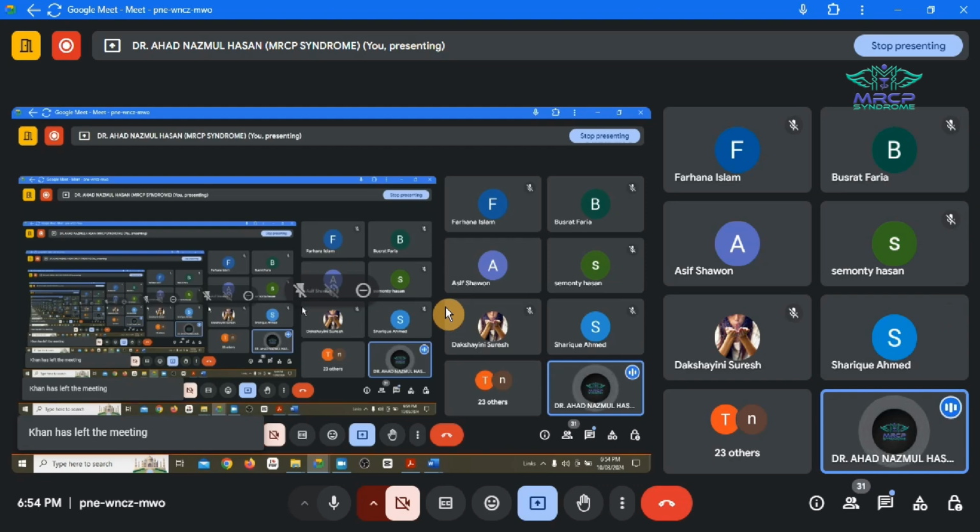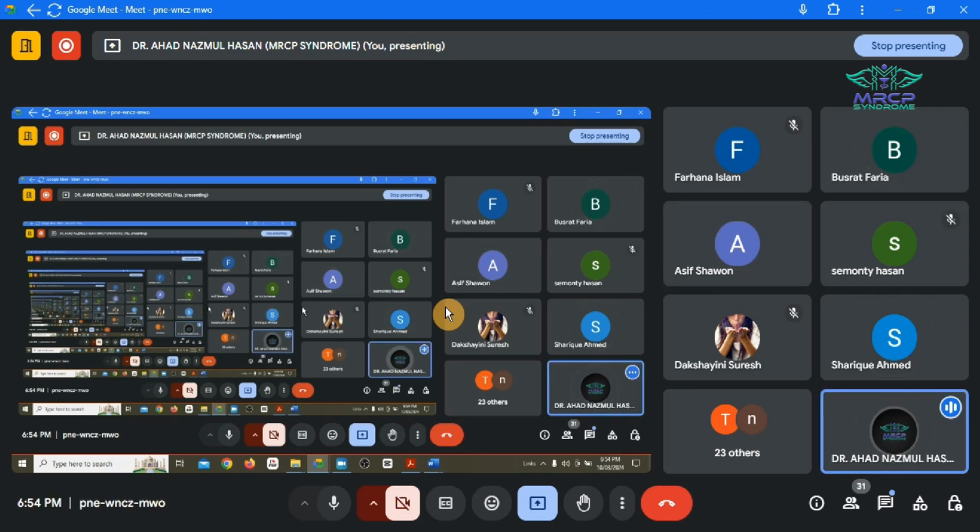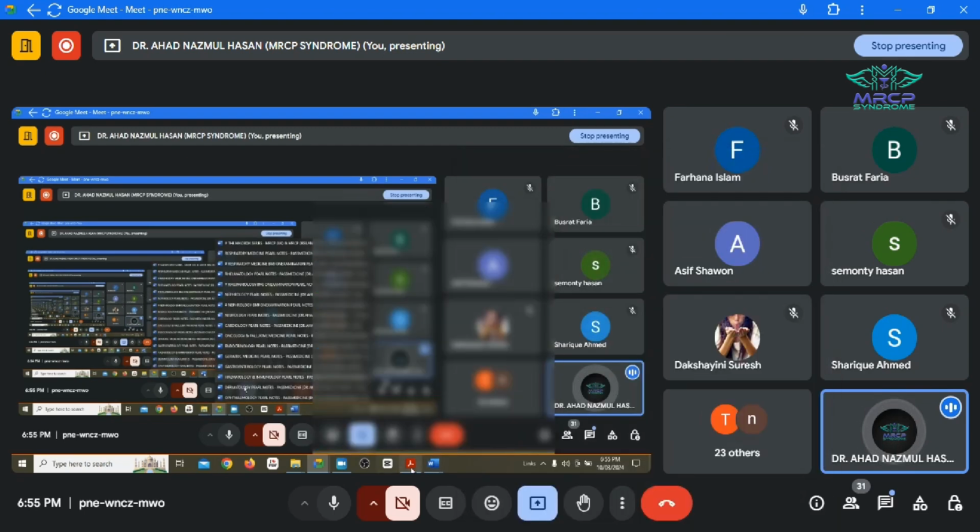X-ray will show linear calcification of the triangular fibrocartilage. So either they will directly mention chondrocalcinosis or they will give you the X-ray findings. X-ray shows calcification of the triangular fibrocartilage, and the patient comes up with the monoarticular presentation. You will be going for the acute pseudogout.